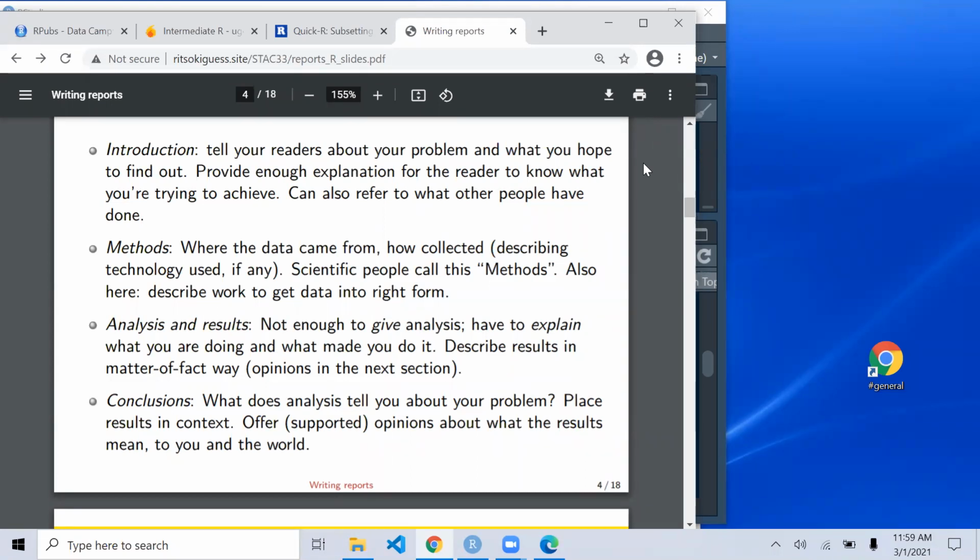Does anyone have any questions about this before we dispense, I guess?